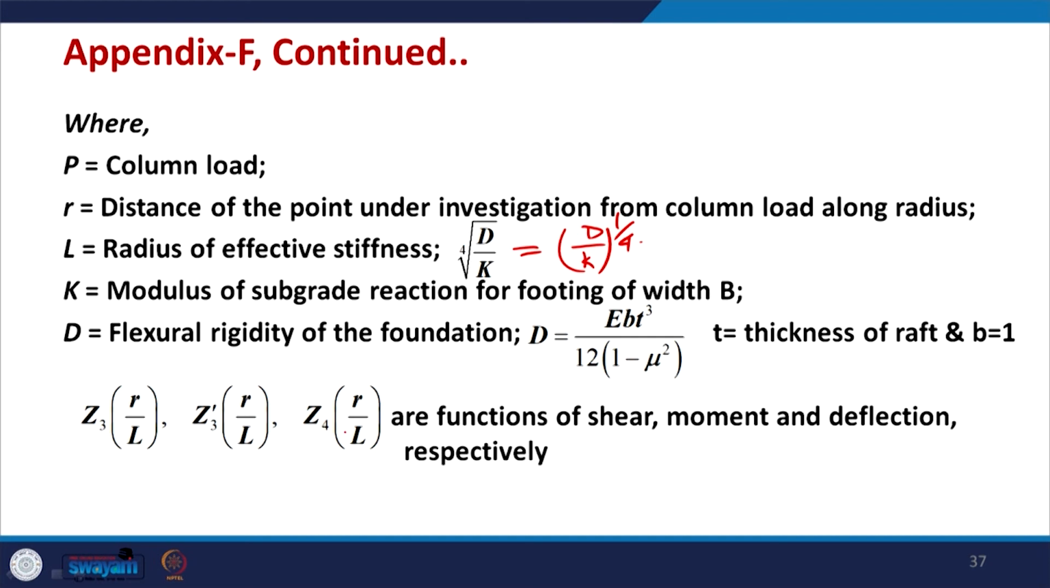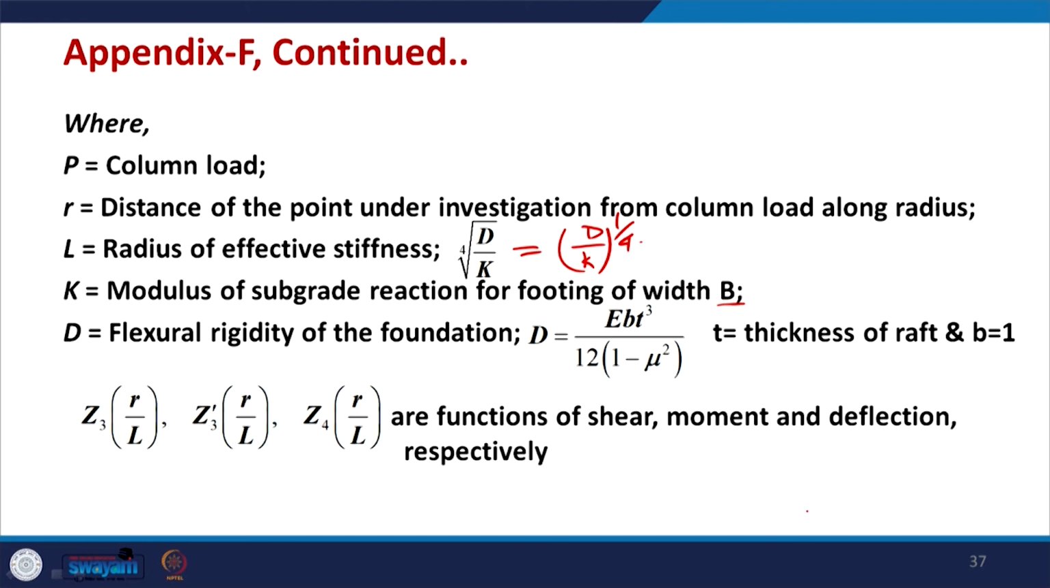Now, the issue is, what is D here? D is called the flexural rigidity of the foundation, which is given by this relation E B T cube by 12 (1 minus mu square), where T is the thickness of the raft and B is normally taken as 1 here. Because it is done for unit width, B is given only for dimension, but B is 1. If you check the dimension, this is Young's modulus multiplied by I, and then you have the modulus of subgrade reaction K for footing of width B.